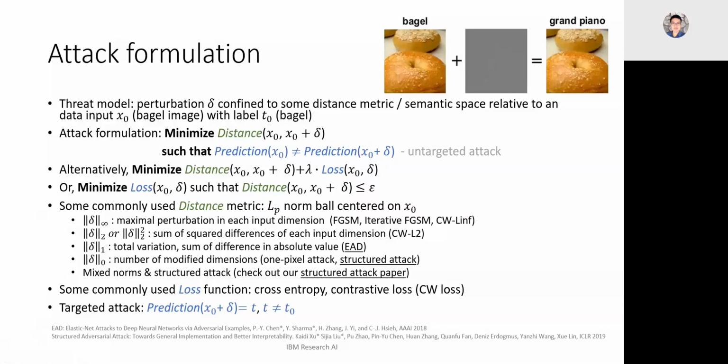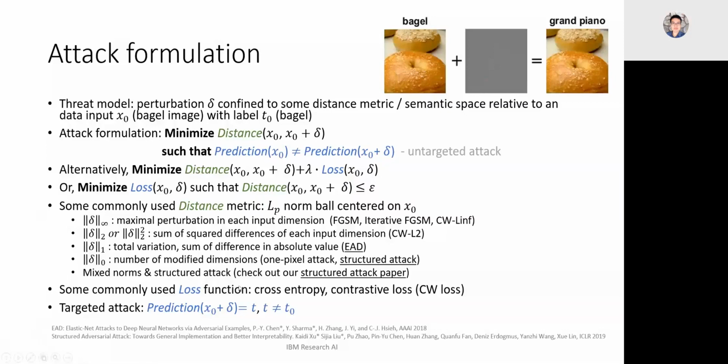And L1 norms are their total variation, and L0 norms are the number of modified dimensions, for example, how many pixels are going to be modified. And more recently, our recent work has really pushed the limit of this attack by considering mixed norms and structure attacks that focus on convolutional filters and so on, so we can generate clean and interpretable perturbations. And that's how we can build a connection to interpretability as well.